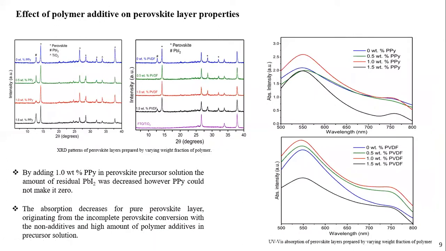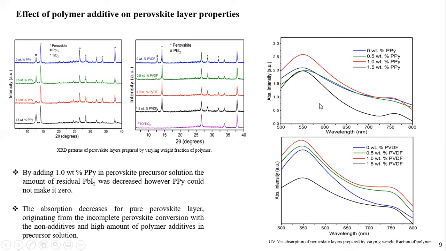XRD patterns of perovskite layer can be seen in these figures. As indicated in XRD figure, a diffraction peak is indicated at 12.7 degrees, corresponding to residual lead iodide that has not reacted with methylammonium iodide. By adding 1% polymer additive in perovskite precursor solution, the amount of residual PbI2 was decreased, although polypyrrole couldn't make it zero.